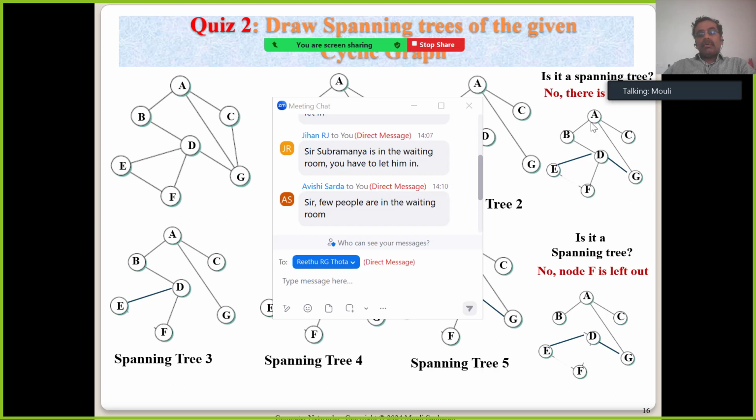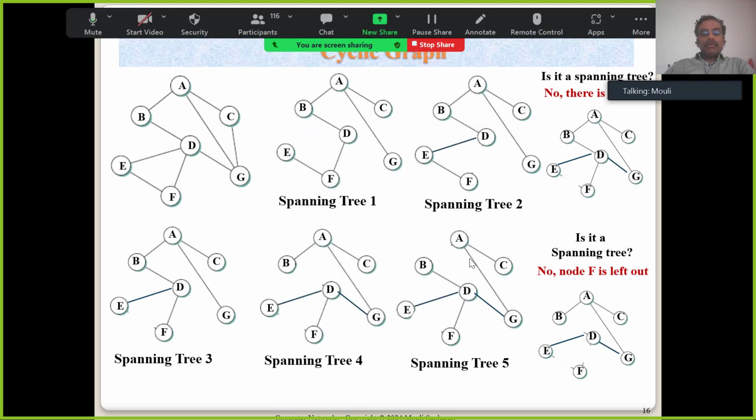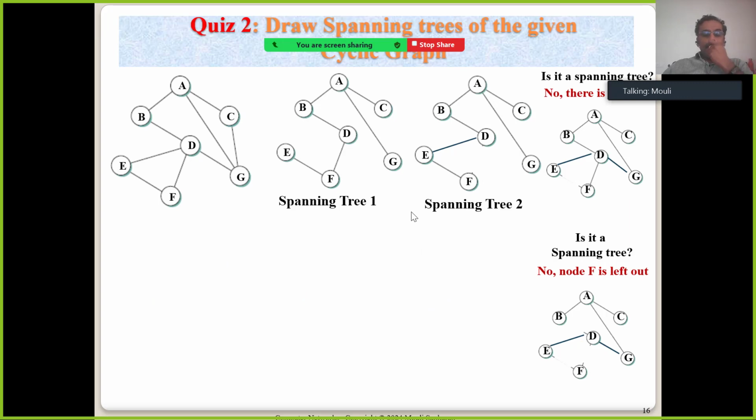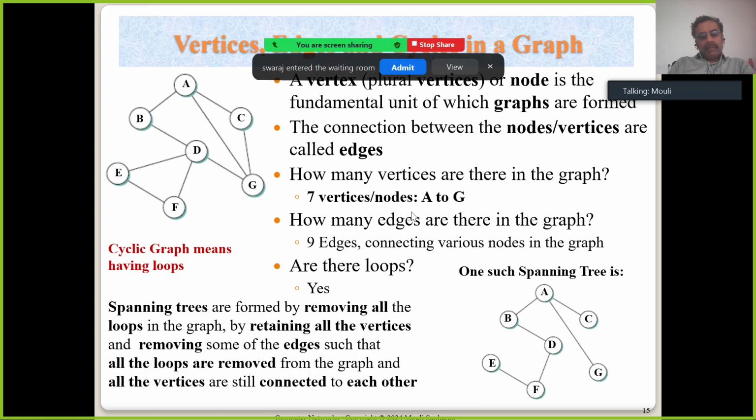So let me summarize. Now I think people who have come in late, which I did not allow them. So let me summarize. Now, why do we need a spanning tree or this kind of a setup? Inside a LAN, there are many paths that could be realized from one segment to another LAN segment.